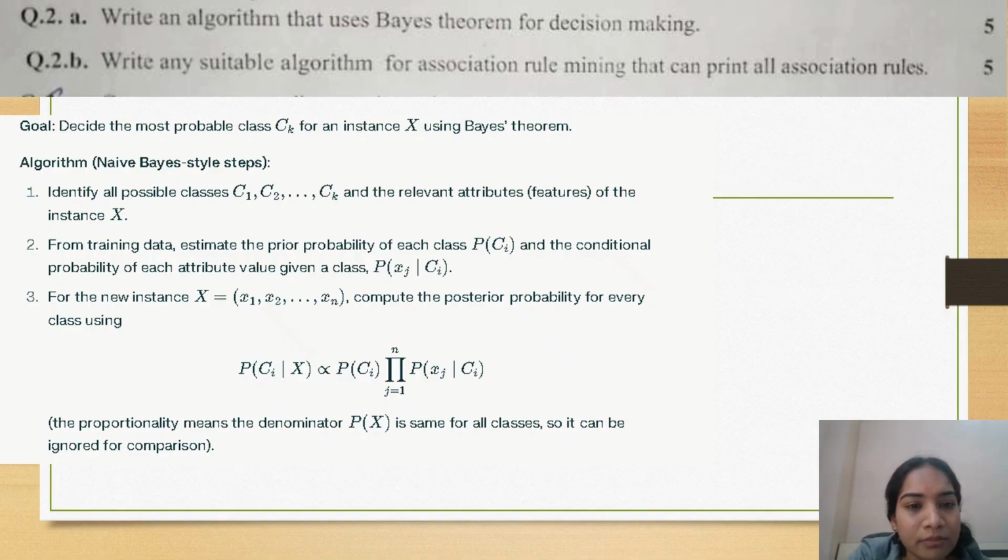We will also discuss the algorithm that uses Bayes theorem for decision making. So starting with part A, the algorithm can be explained step by step. Step 1, define all possible classes or decisions, for example spam versus not spam. Step 2, for each class, compute the prior probability P(class), and this represents what we believe before seeing new data.